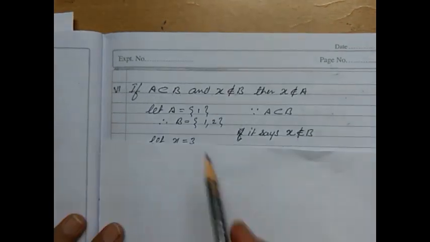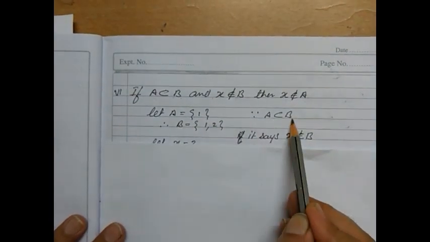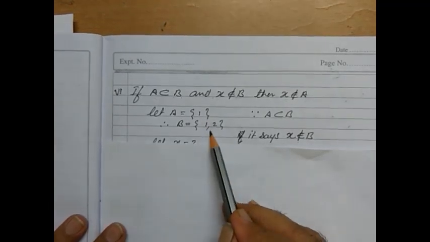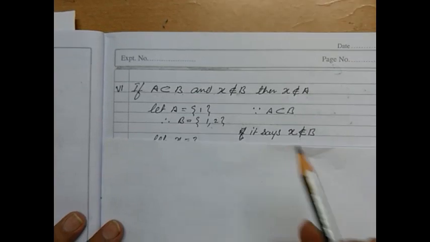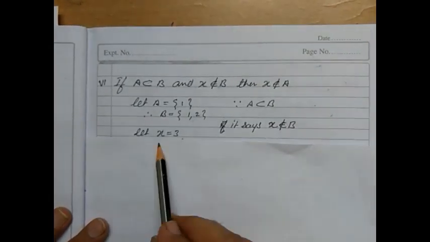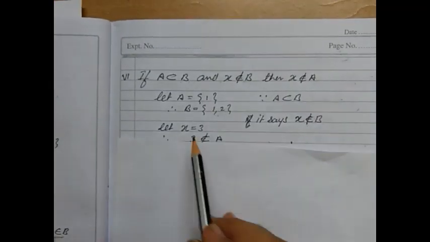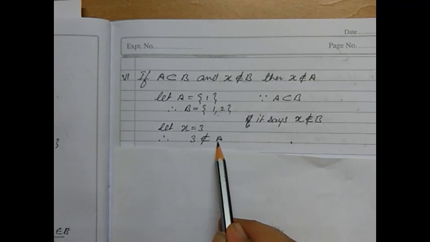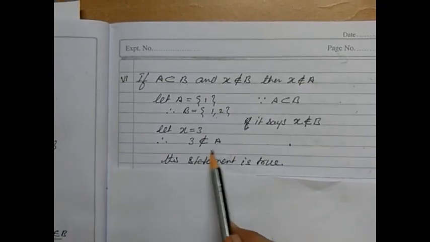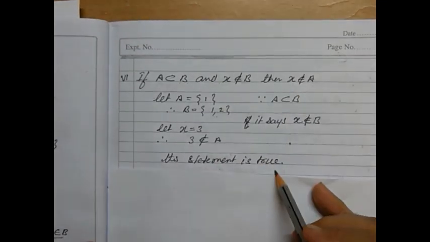Let's say we take A as 1, and since A is a subset of B, all the elements of A will be present in B. So here 1 and 2, and it says that X does not belong to B. So we can consider an element which does not belong to B. So when it does not belong to B, it will not belong to A as well. So when it does not belong to A, then this statement is true. I hope it is clear.